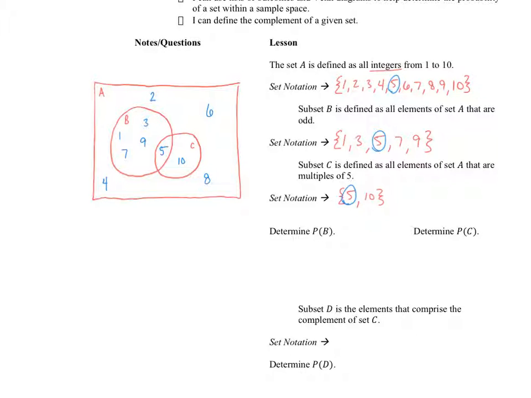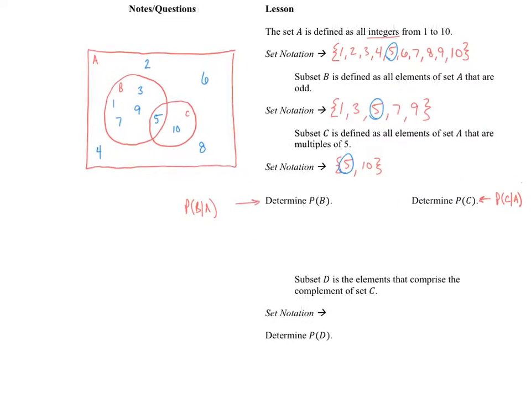The probability of B, and just to be clear, we're talking about the probability of B given that we're in A, all right? So I'm not talking about the probability of finding an odd number ever in all sets of numbers. I'm talking about the probability of finding an odd number within A. And we're going to assume the same thing of C. This would be the probability of finding a multiple of 5 given that we're looking at integers between 1 and 10, all right? So you guys can figure those out before you come in tomorrow. That shouldn't be too difficult.